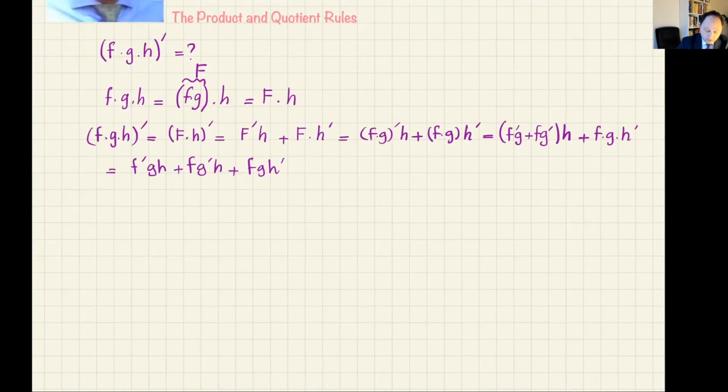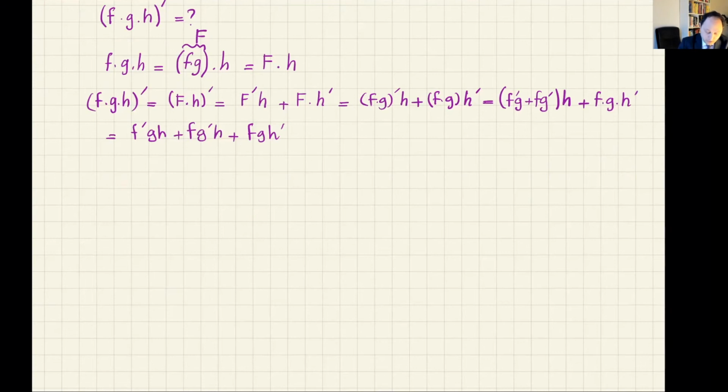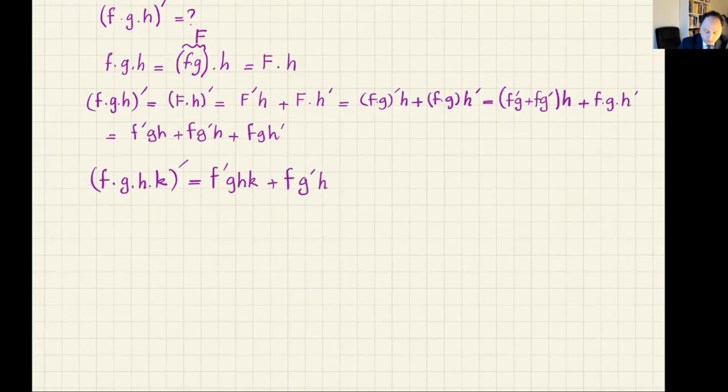Okay, and I think it is now clear what will happen if I have more than three functions. So what if I have f times g times h times k, for example, and I want to differentiate this? It's clear now, hopefully. You differentiate the first one, but you do not touch any one of the rest. Then you do not touch the first one, just differentiate the second one and copy and paste the last two. And then you continue f, g, h prime, k. And finally, you have f, g, h, k prime.